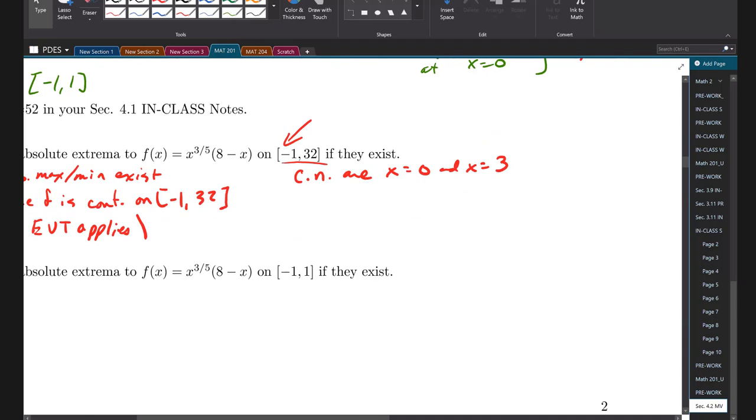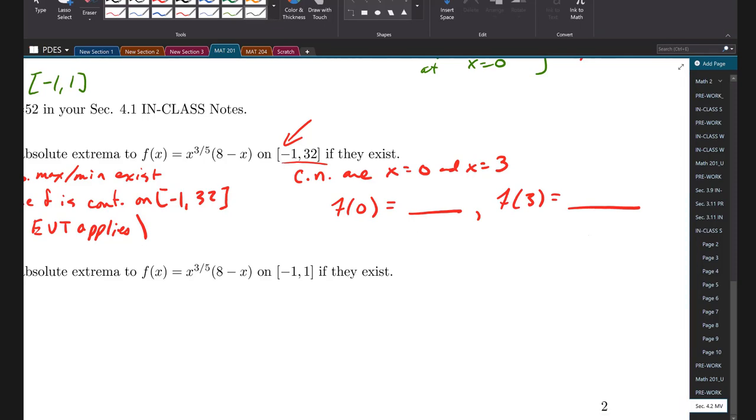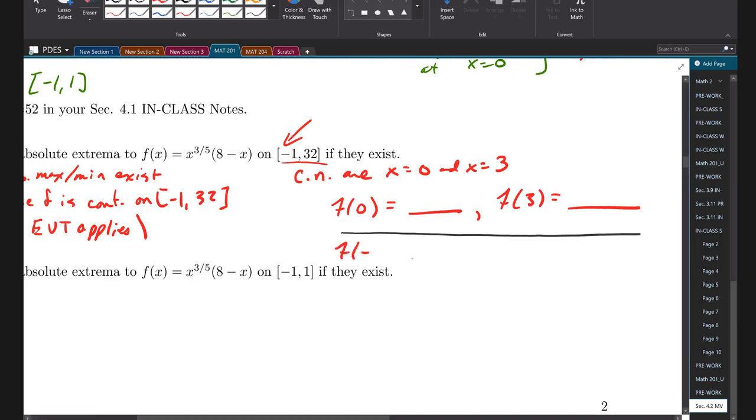And so now what do we do? We're going to evaluate f of 0 and f of 3. We're also going to evaluate f of -1 and f of 32 as we go hunting for our absolute max and mins.